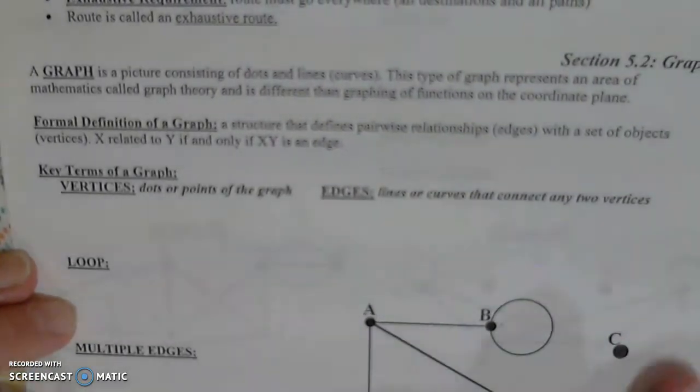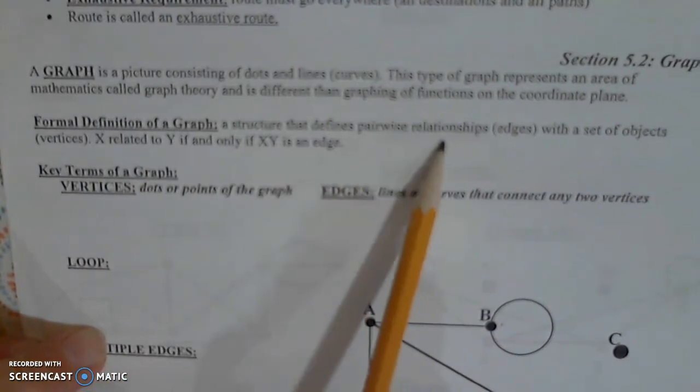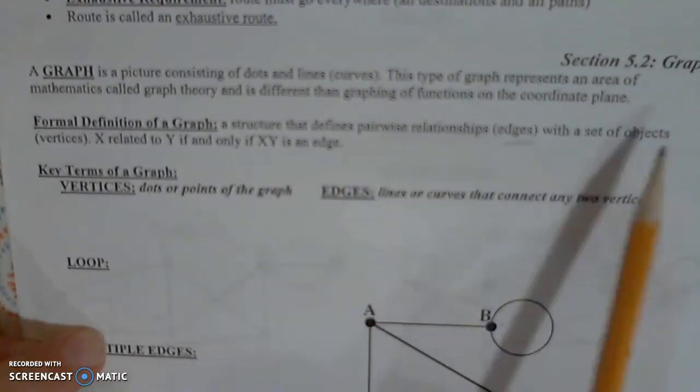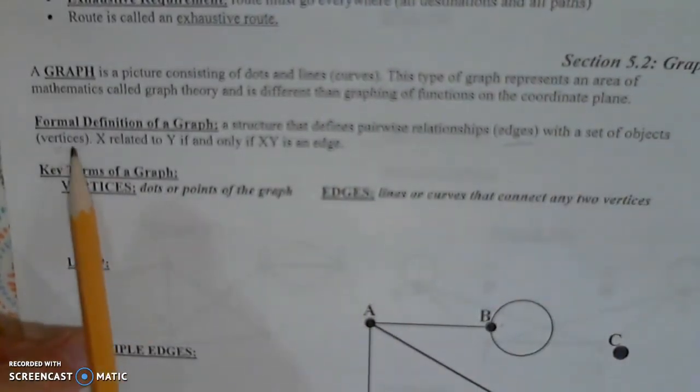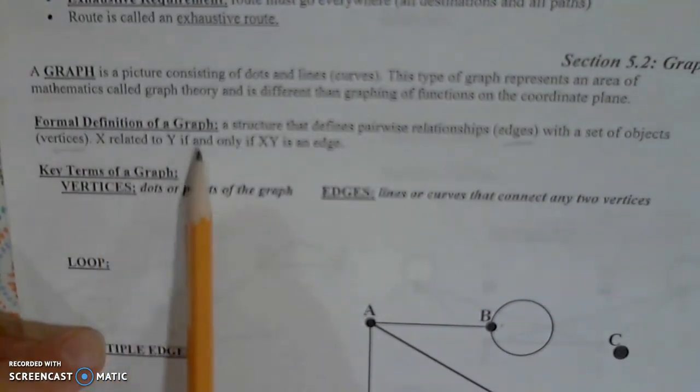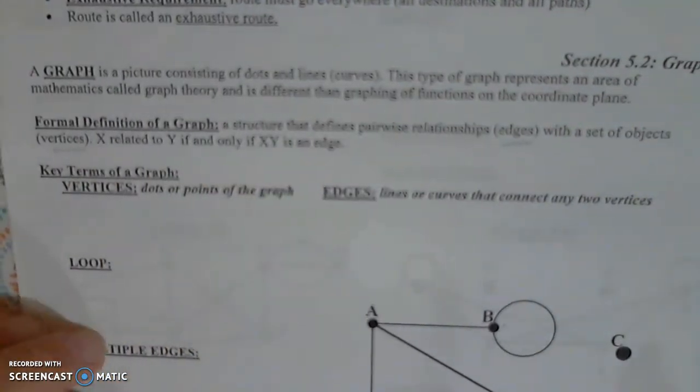Now this can represent different things. That was just one example. All right, so the formal definition of a graph: a structure that defines pairwise relationships, edges, with a set of objects, vertices, x related to y if and only if xy is an edge.